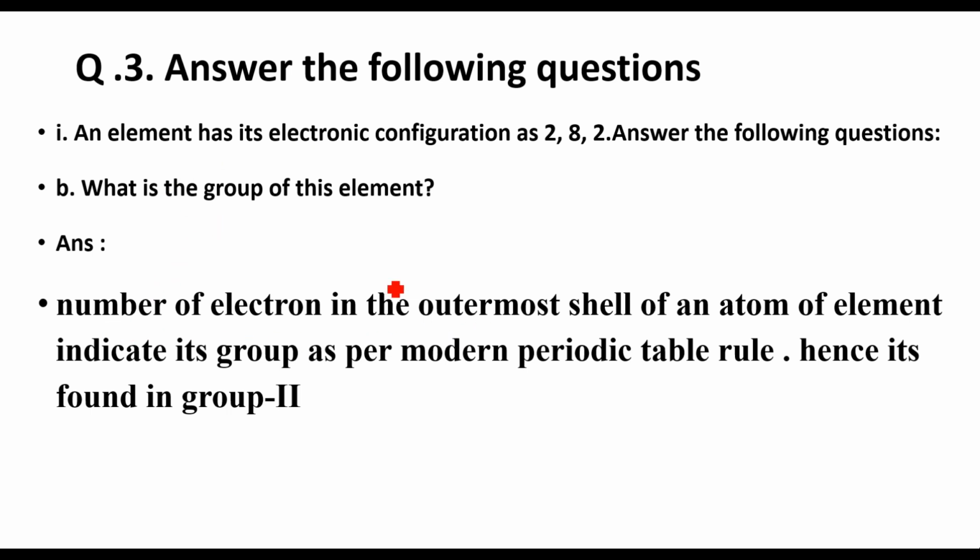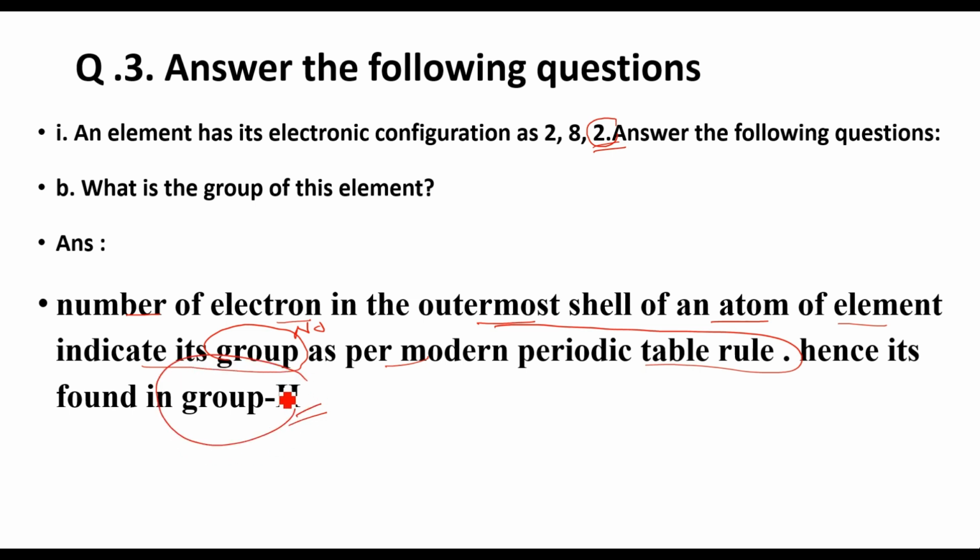So here I explain the concept, or the statement, of group number. The number of electrons in the outermost shell of an atom of an element indicates its group number as per the modern periodic table rule. Here it contains 2 electrons in the outermost orbit, and therefore it belongs to, or is found in, group 2.